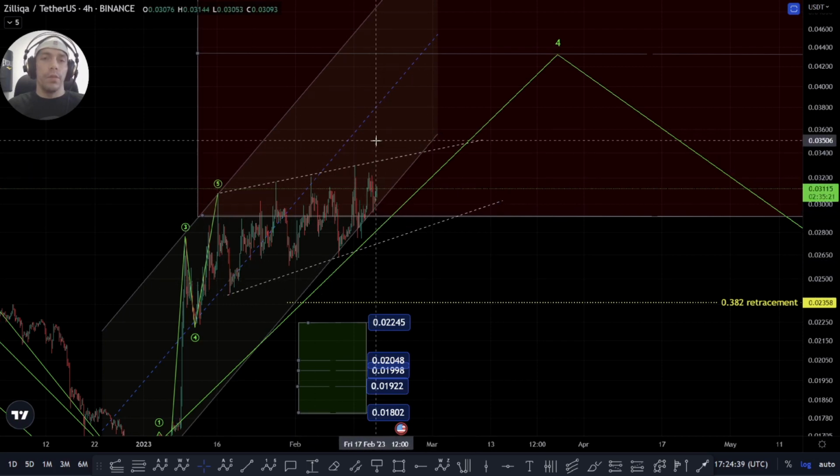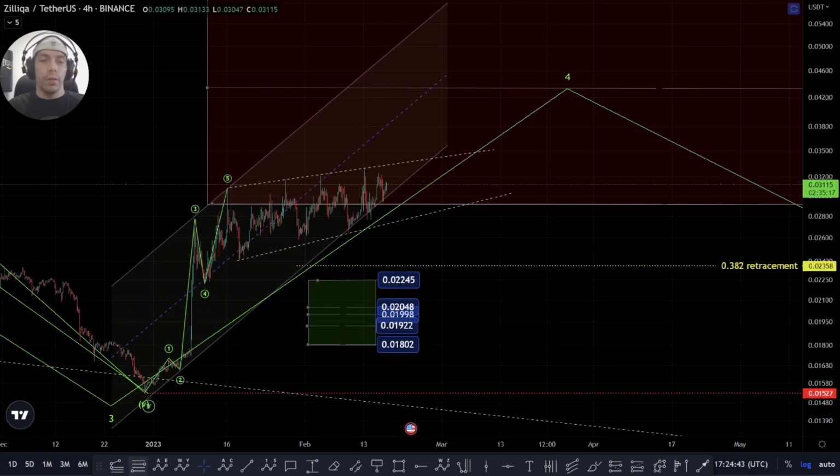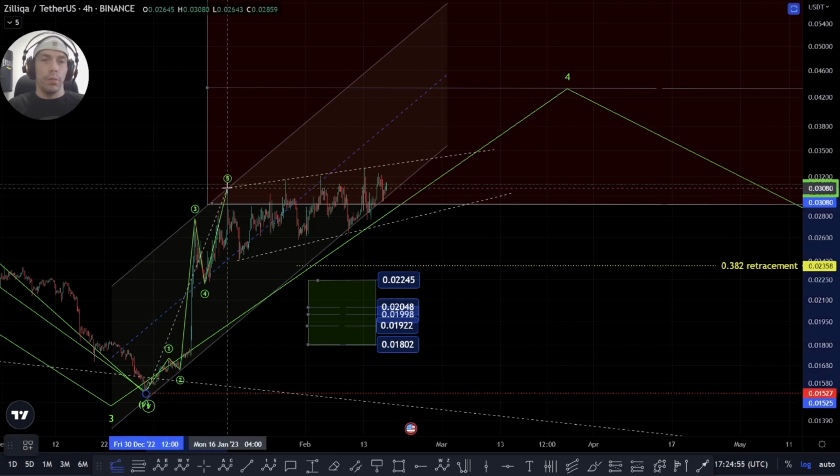So if this does start to break to the upside here, we have a couple of options. Either we can look at this as a three-wave structure, and that could look at this as an A, down into these zones as a B, and then potentially looking to push up for a C wave. So this is something that we need to be aware of.